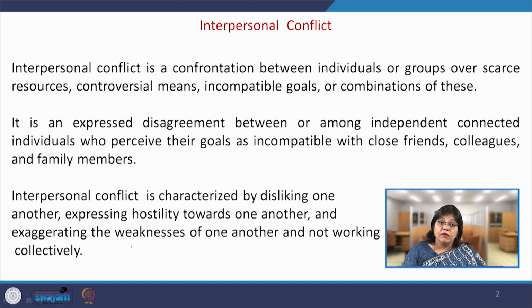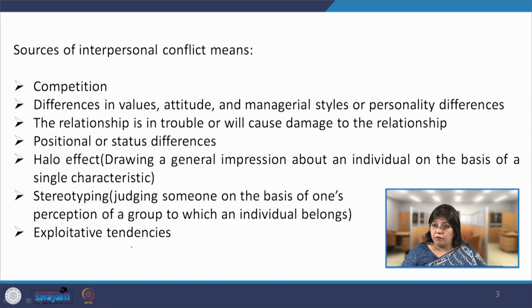When we are talking about this term, what are the sources of interpersonal conflict? If it is among groups, between two groups, among members of a particular group, between two friends, between colleagues or between family members, how does it evolve? There have to be certain sources that lead to interpersonal conflict. So, on this slide I am just mentioning some basic sources or reasons of interpersonal conflict.